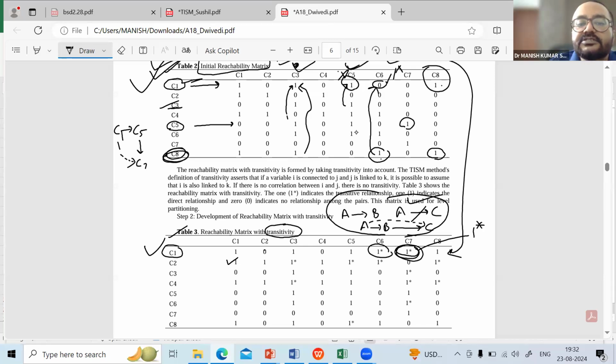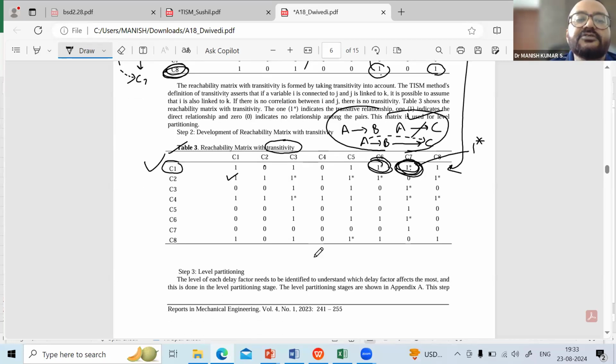And you can see in this table, these two are 1 star. 1 star here, 1 star here. So these two answers we have got. So this is a transitive relationship. Like this, in this table, you can see a lot of transitive relationships.